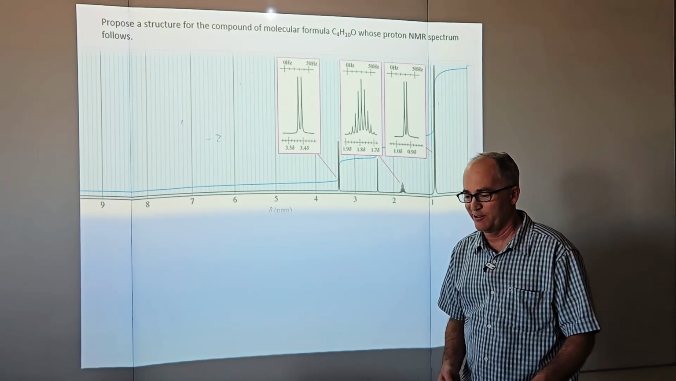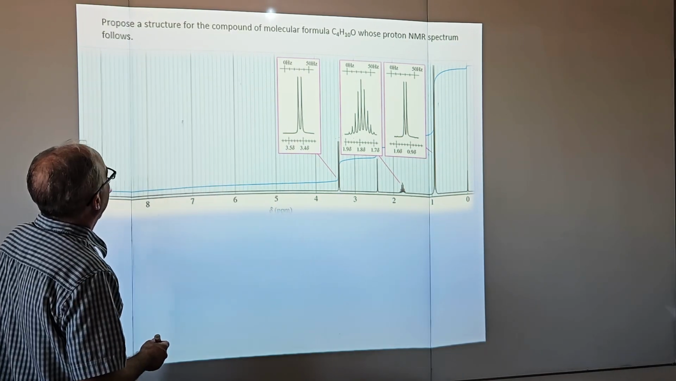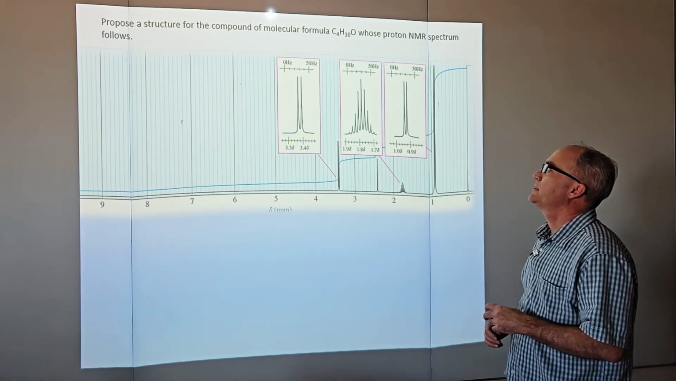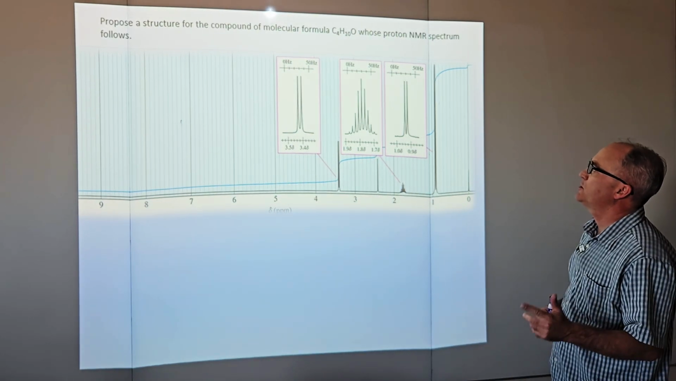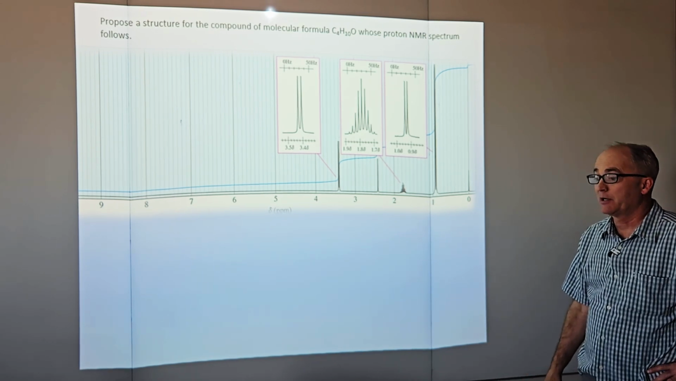Oh, my favorite thing, a little problem. And if you have the slides, you can figure it all out. But this is going to be really good for us. Propose a structure for the compound of molecular formula C4H10O, and here's the proton NMR spectrum.